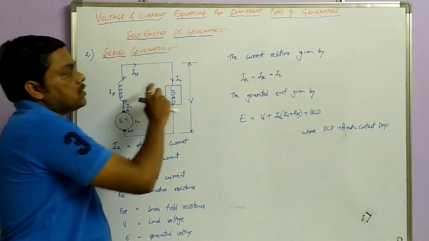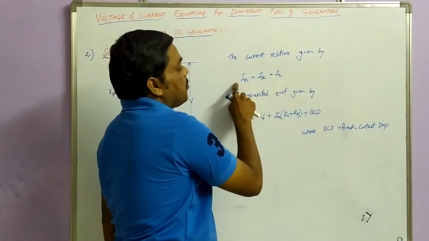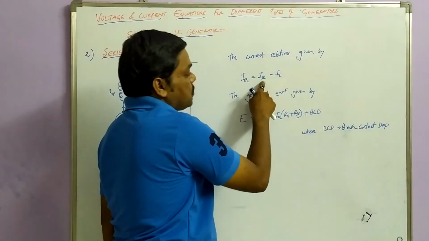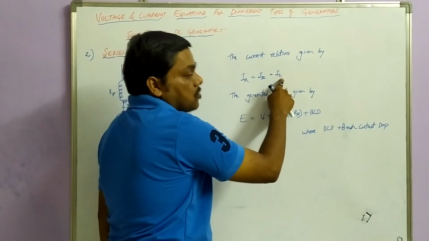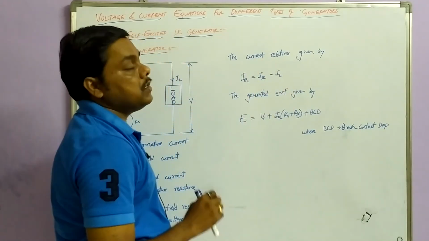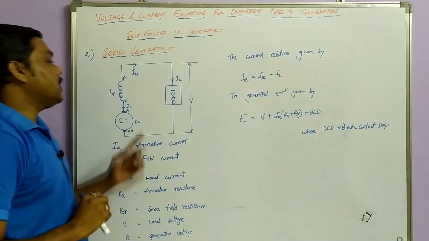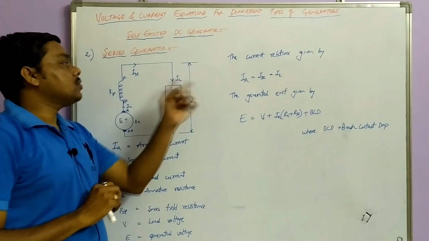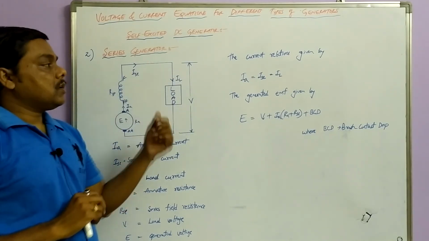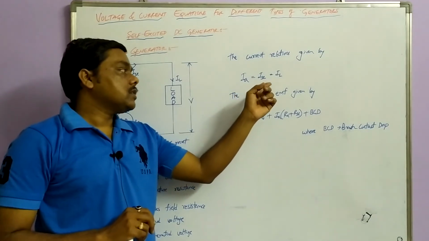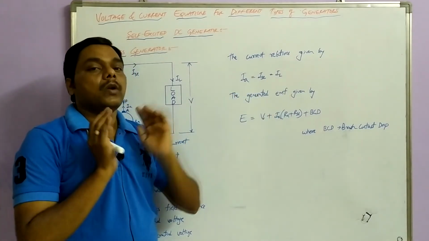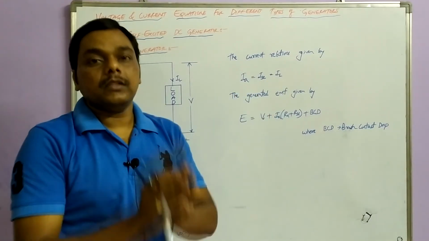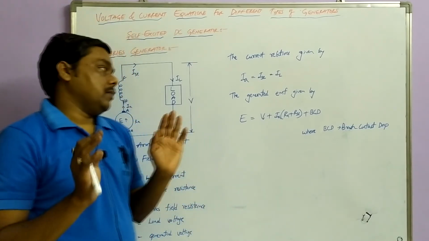The current relations are given by armature current equal to series field current, which is also equal to load current. In the series generator, only a single current flows through the circuit. We can write IA equal to ISC equal to IL. Load current, armature current and series field current are the same.